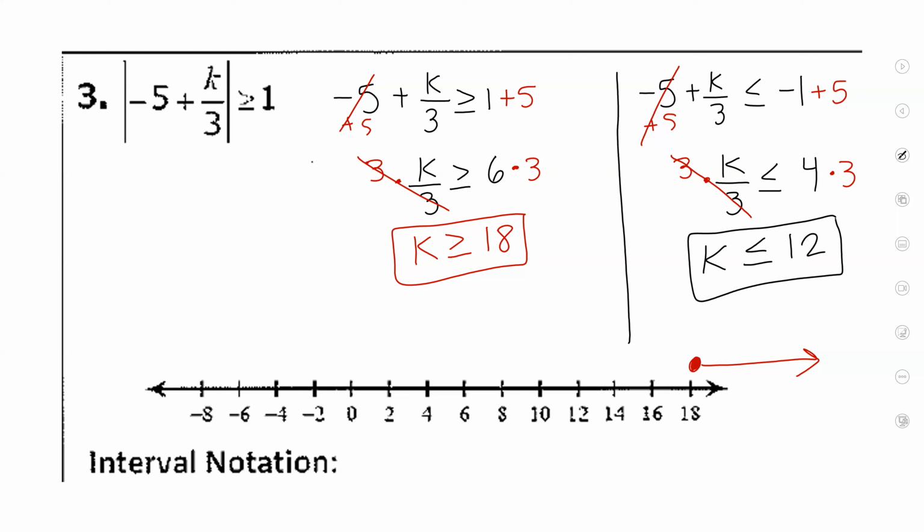Now we're going to graph it. So go to 12 on your number line. I'm going to put a closed circle. And this says k is less than or equal to 12. So the numbers that are less than 12 are going this way.